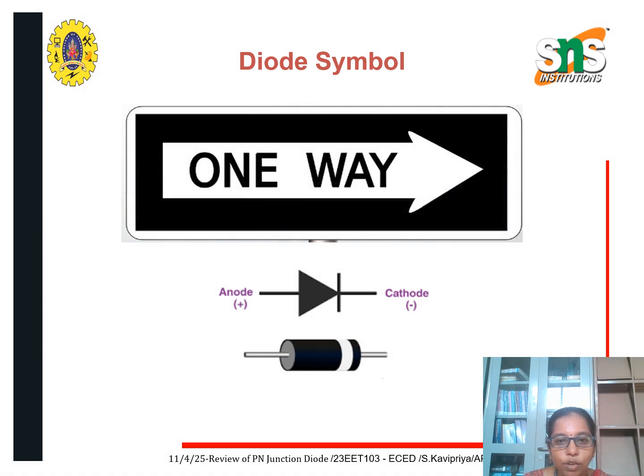And this is the symbol for a diode. This diode allows the flow of current in the forward direction, so it takes a symbol like a forward arrow. It has two terminals, positive and negative. The positive terminal is the anode and the negative terminal is the cathode.